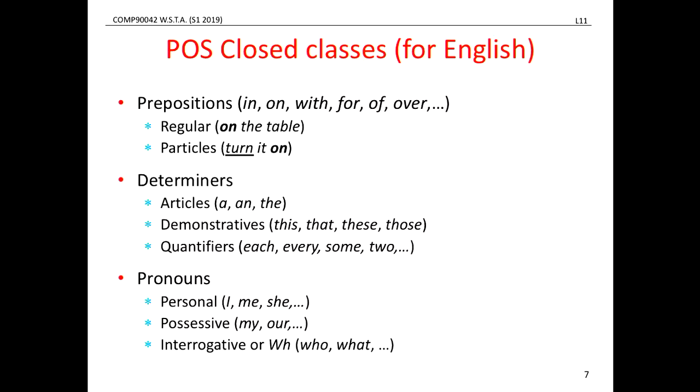So another class of closed class words are pronouns. These are particularly important. These are like I, me, she. You can have possessive ones like my or mine, and so forth. You can have interrogatives like which, what, who, and so forth. These are typically, well, they're kind of important because they're often the start of a sentence. They're often part of the core meaning of a lot of sentences.